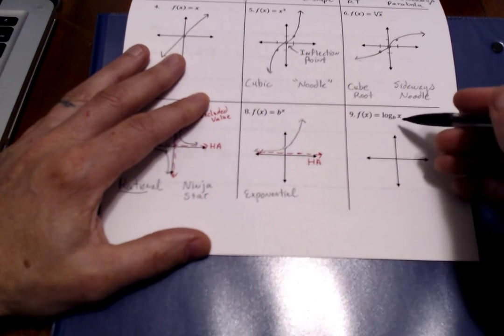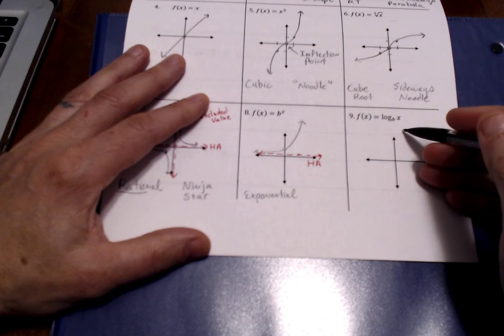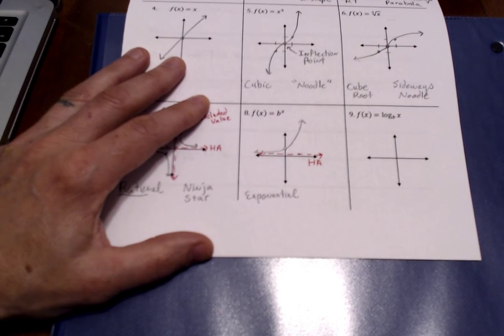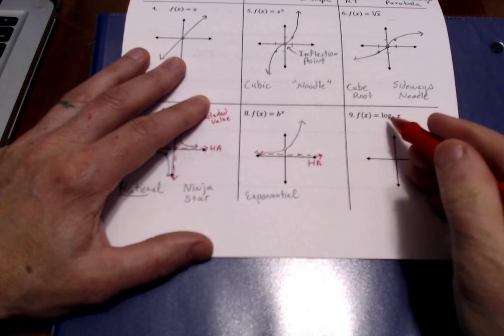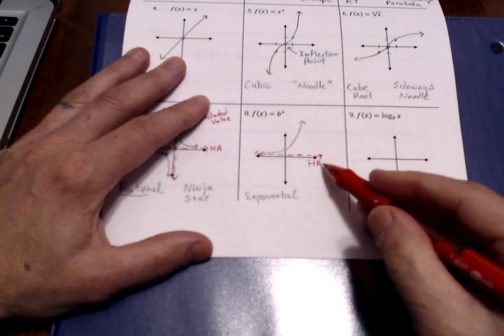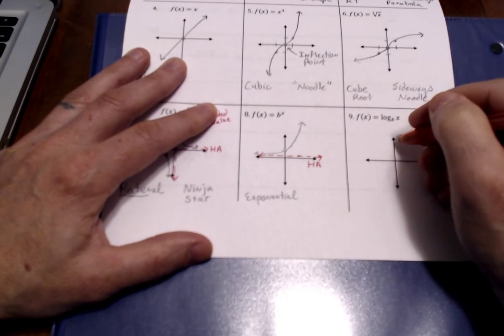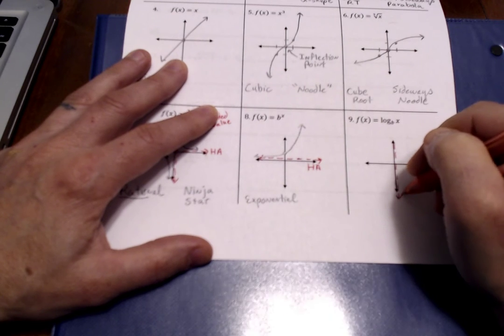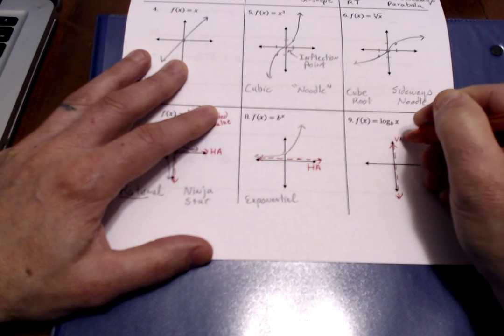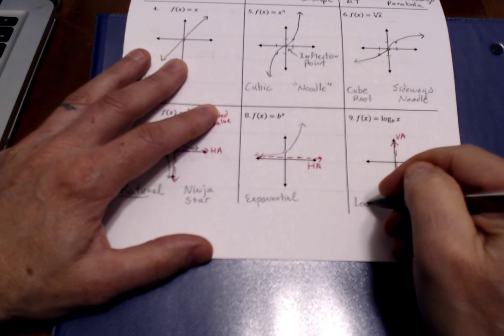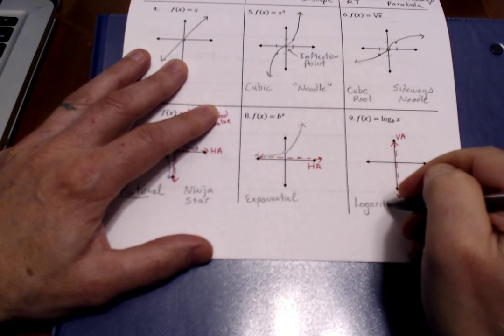Finally, the last one. This is what we're going to be working on all of next week, exponentials and logs. I'm just going to give you a little preview. A log is the inverse of an exponential. They're inverses. So what would be the inverse of a horizontal asymptote? A vertical asymptote. Oh, by the way, the name of this guy was a logarithmic.